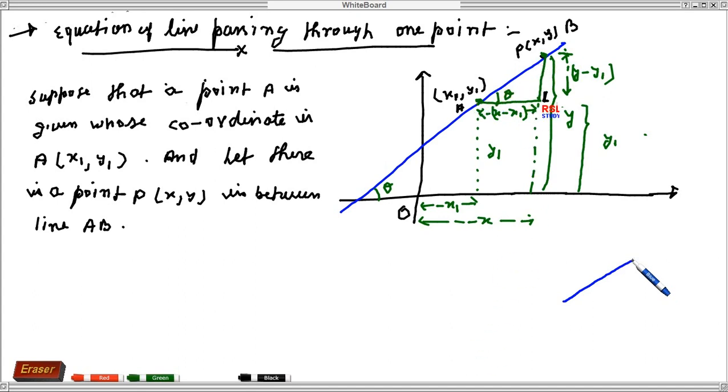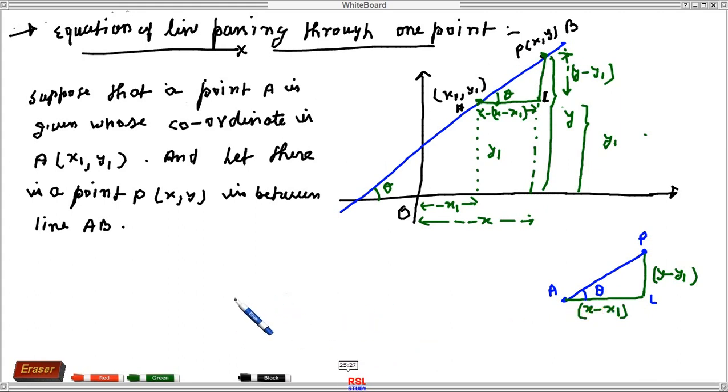Now I am making a separate triangular figure so that you can understand better, because so much has been written here that further writing would cause congestion and prevent better understanding. So this is y minus y1, this is x minus x1, this is L, and this is the angle theta.